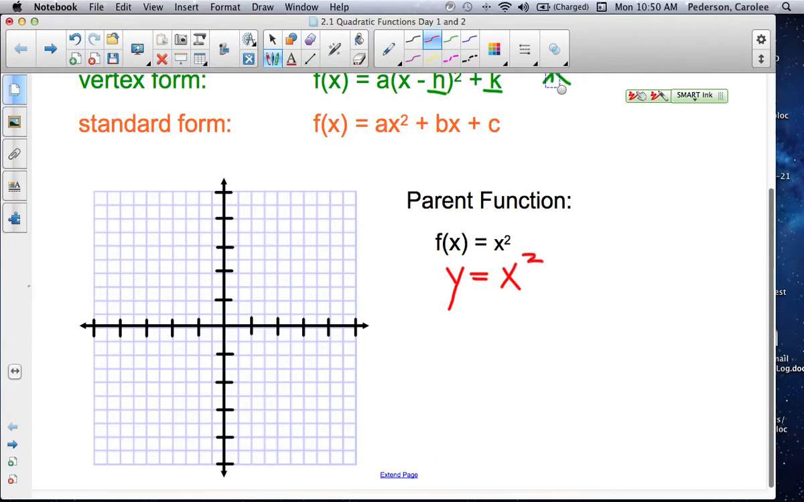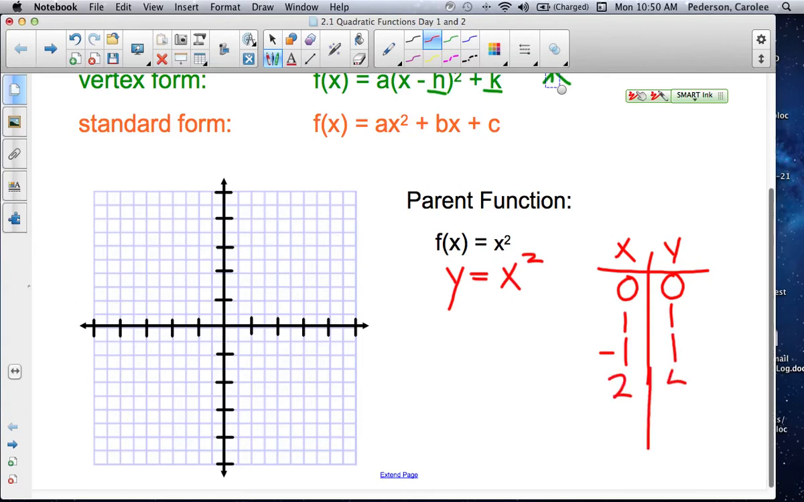When we were doing this in chapter 1, we made an xy chart and then plugged in some numbers. So 0 times 0 is 0. 1 times 1 is 1. Negative 1 times negative 1 is 1. 2 times 2 is 4. Negative 2 times negative 2 is 4. And then we went over and graphed these.